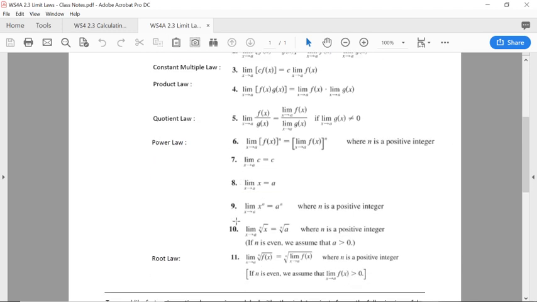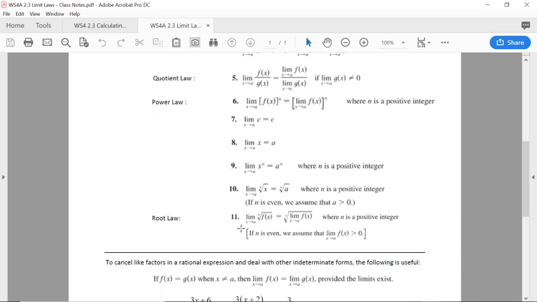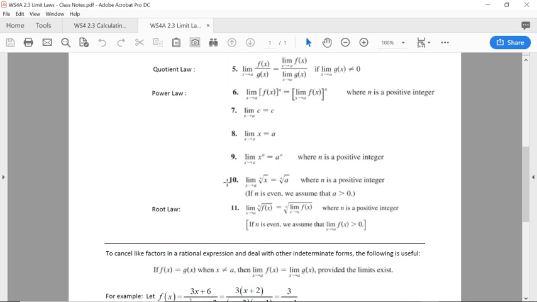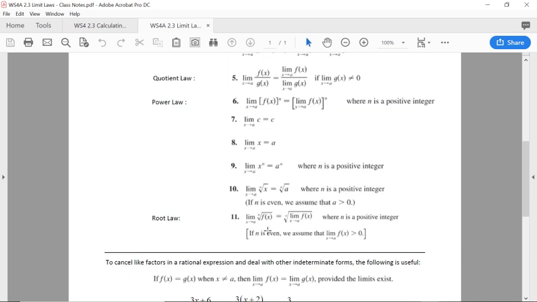Okay, so there's a total of 11 limit laws for us to look at here. Let's see, some interesting ones. The root law. So square roots, cube roots. For instance, you can move the limit inside of the radical, under the conditions that first n is a positive integer, and also if n is even, then we would assume in general that the limit as x goes to a of f of x is greater than 0. That way we're dealing with real valued functions here.